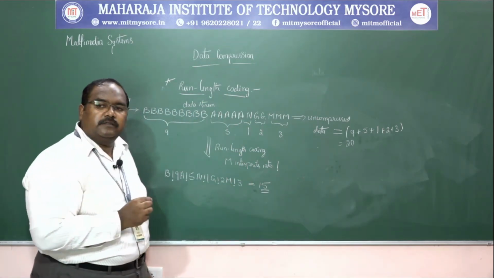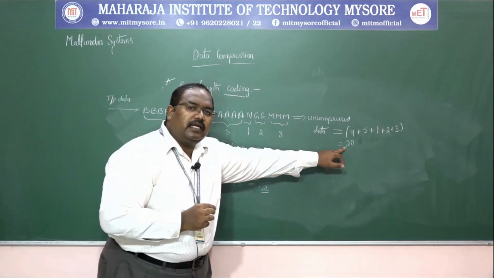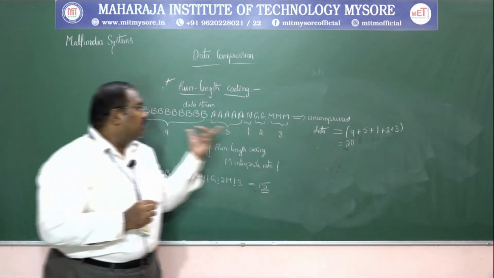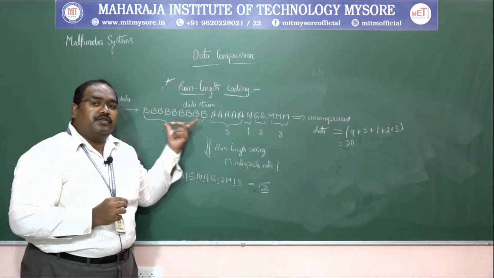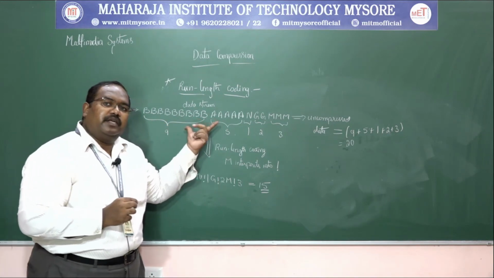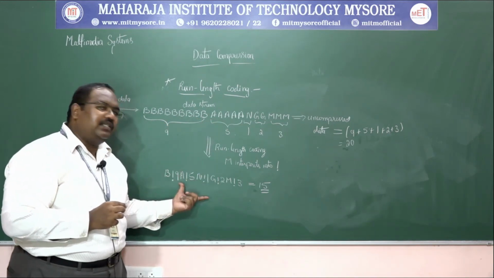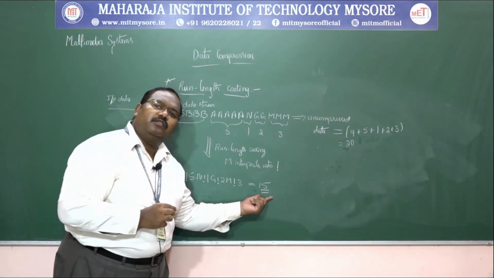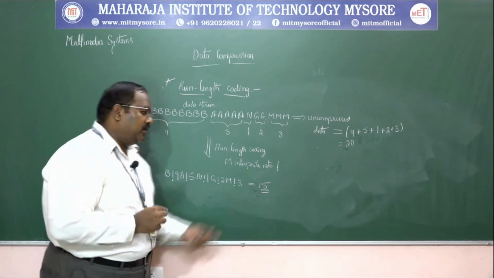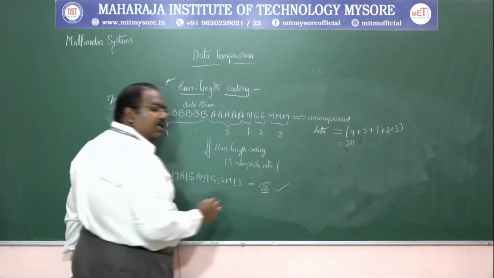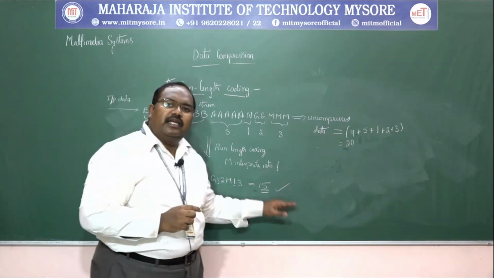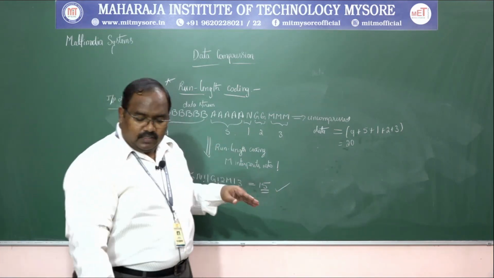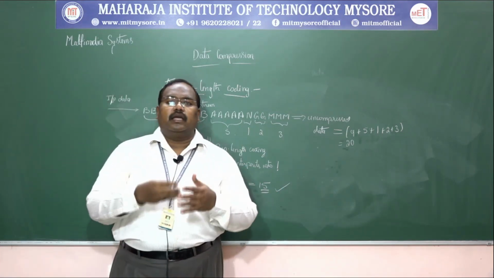Now look at the difference. Uncompressed data uses 20 bits of information to store this huge data stream. The same data stream represented in compressed form using run length coding requires only 15 bits of information, which is more efficient, meaning less space is required. This is called run length coding. This is how run length coding occurs.